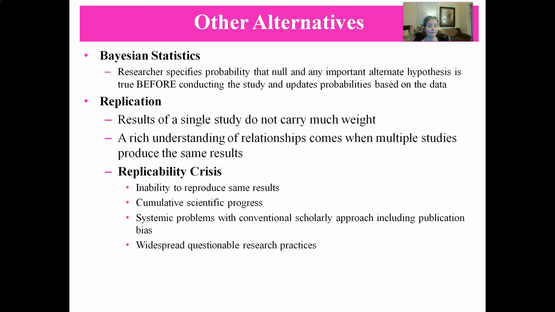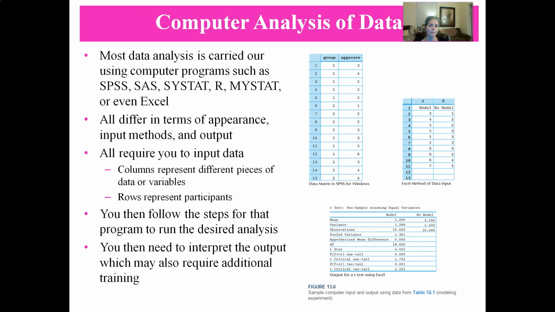We also need to be mindful of the systemic problems that exist in the literature, including racial bias and gender bias. Most of what we know in psychology has been based on research conducted on white male college students who do not represent the average American population today. So we do need to be mindful of those things.